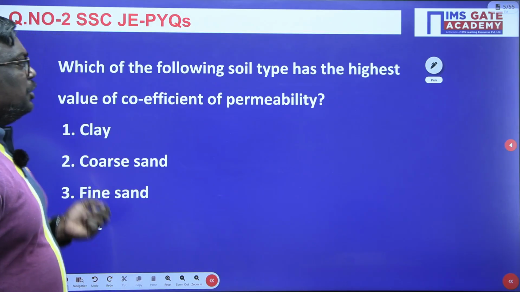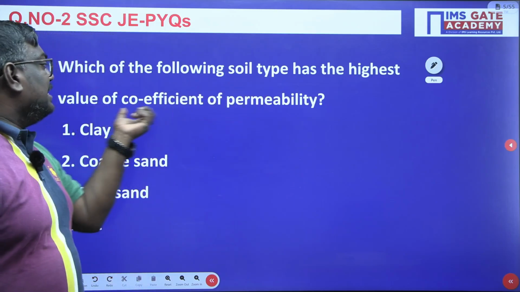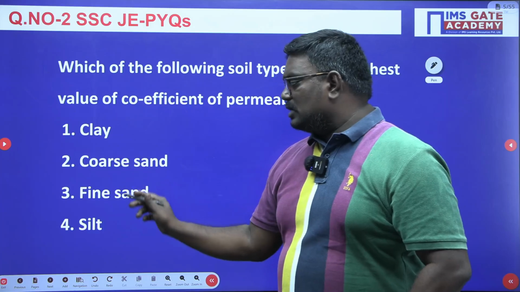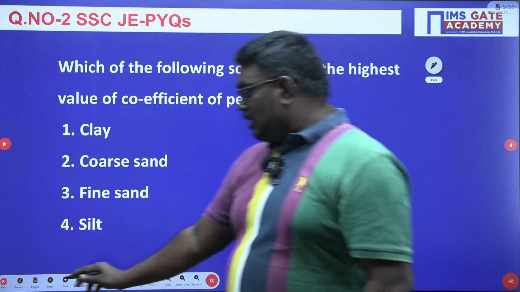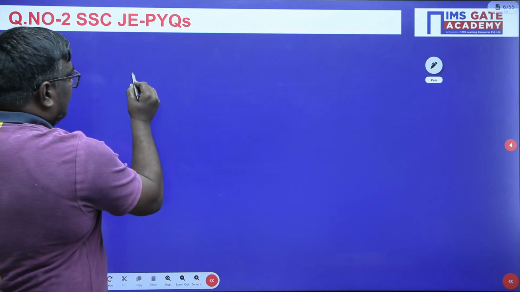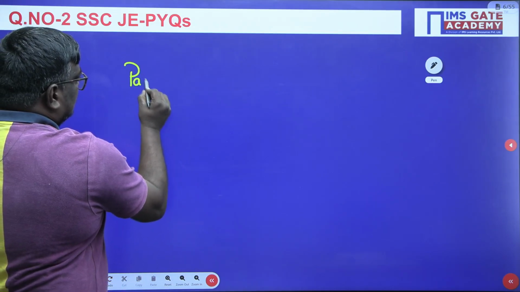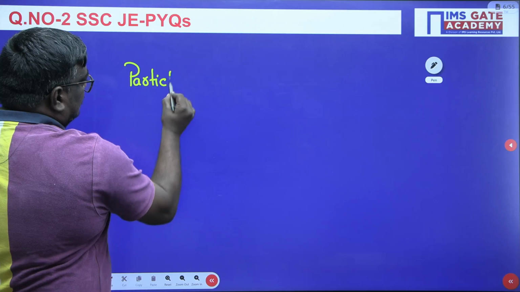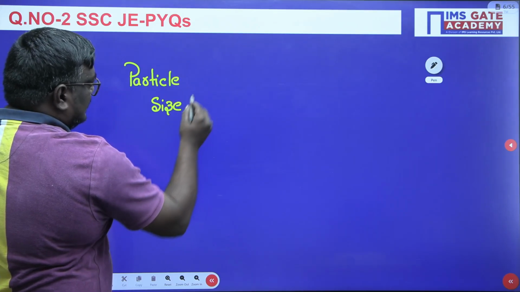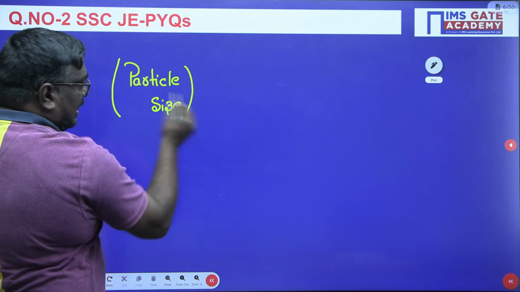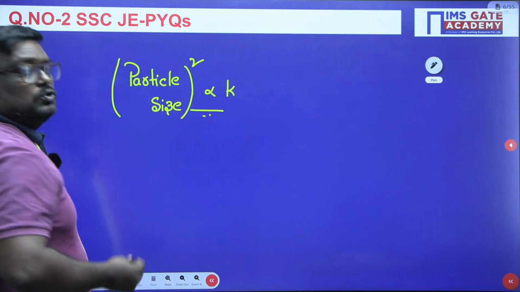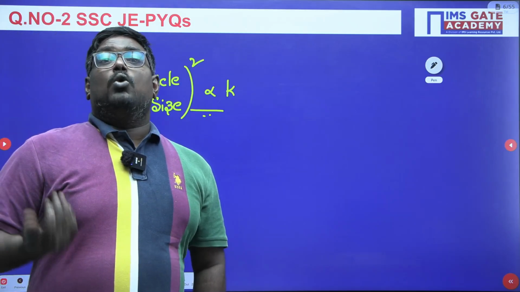Now coming to question 2: which of the following types has the highest value of coefficient of permeability? Is it clay, coarse sand, fine sand or silt? Now let me tell you one thing, my dear students. Consider the particle size: particle size diameter squared is proportional to the coefficient of permeability. So the more the particle size, the more the permeability.